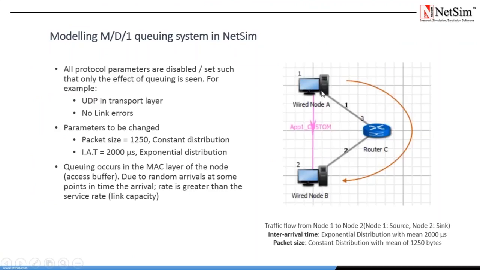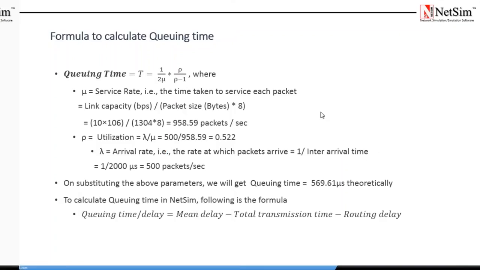So now, having done this, let us just look at the parameters that we have set: packet size 1250 and inter-arrival time 2000 microseconds. Now note that this is what is happening in node 1. So in node 1 you are having packets being generated and then they are being served by that link. So queuing occurs in one of the buffers in the node. That is due to random arrivals: at some points in time the arrival rate is greater than the service rate. Hence queuing occurs.